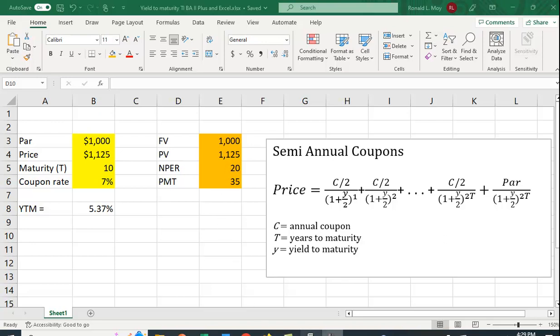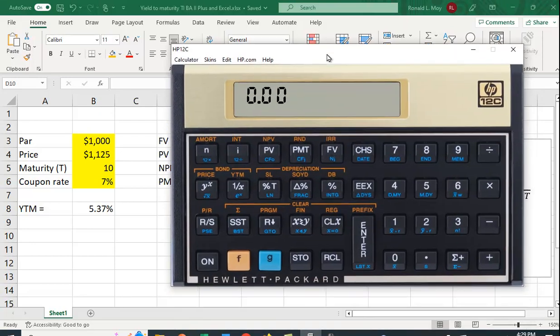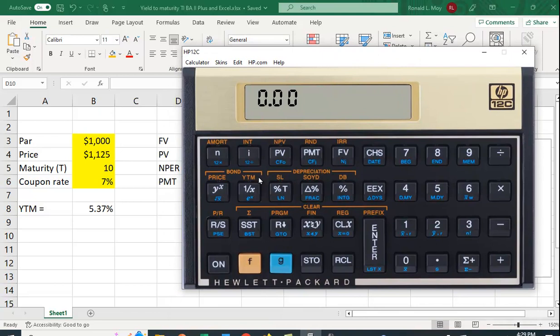So let's see if we can do this on the calculator. So I have my calculator here. You can clear the workspace by hitting this function key, and right here, that will clear all the financial functions. So what are we going to put in? We're going to put in 20 periods for N. We're going to put in the price of the bond, 1,125, and we need to change the sign. So CHS is to change the sign. Now it's negative. That's our PV.